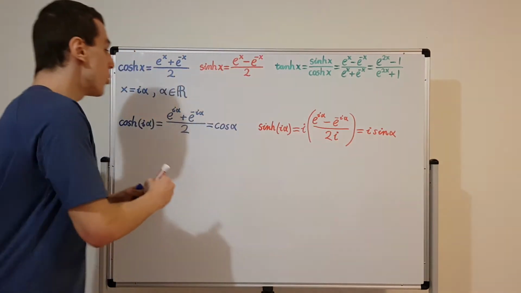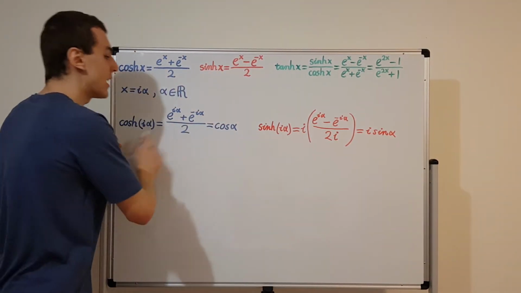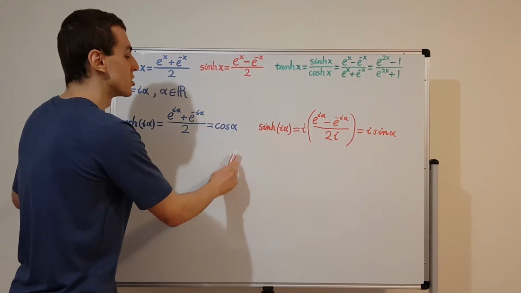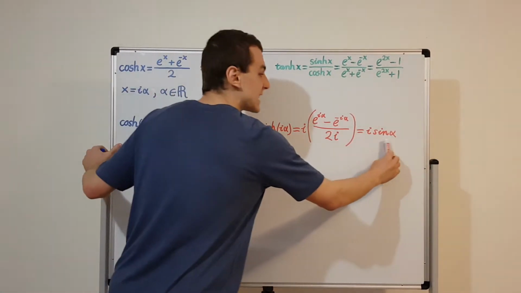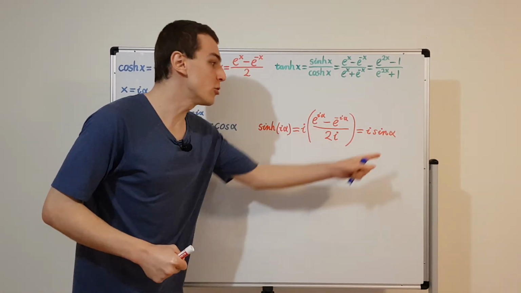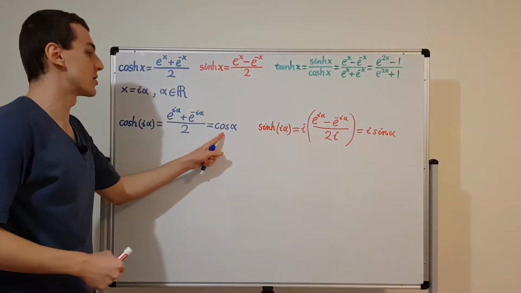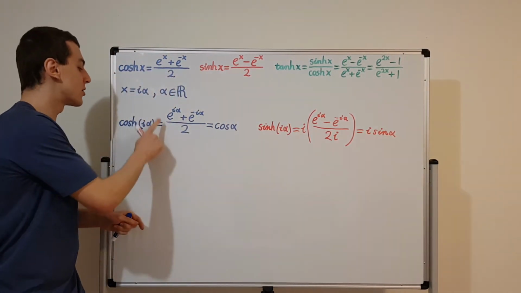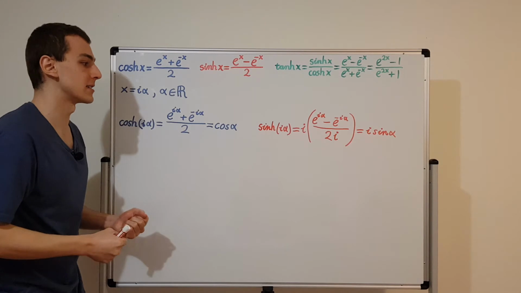And these two relationships help us translate between hyperbolic functions and trigonometric functions. So this cos of alpha and this sine of alpha, those are the familiar trigonometric functions that we're used to. Those are the guys that parameterize the unit circle. These guys over here, the hyperbolic versions, are the ones that are used for hyperbolic geometries.